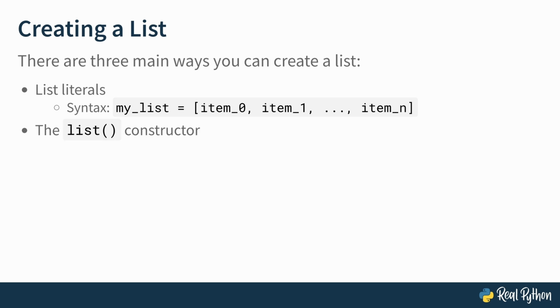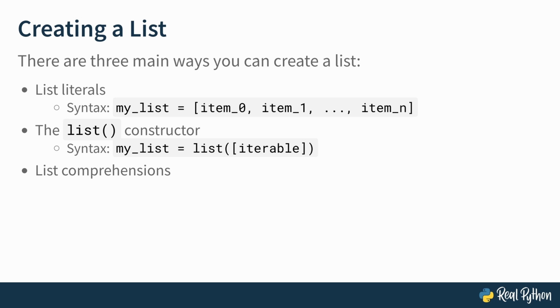Then there's the list constructor, which can be called like a function. It uses the syntax mylist equals calling list and passing in an iterable argument. The word iterable is in brackets here to indicate that it's actually optional. If you call list with no arguments at all, it returns an empty list. Perfect for creating a list based on another existing variable.